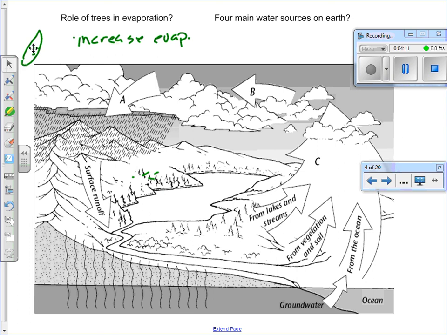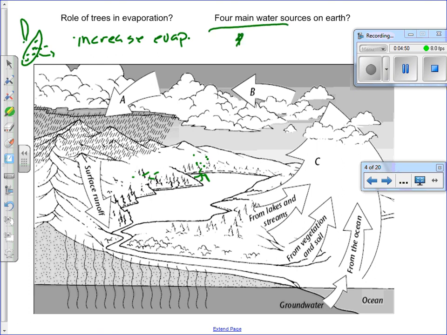Yesterday in class, we talked a little bit about the role of trees in evaporation. And as we talked about yesterday, trees increase the evaporation because the roots go deep into the ground, and then you have the leaves. And as we talked about last year, the bottom of the leaves have little stomata. The gas and the water comes out of there. And so the trees are essentially pulling water from deep underground, and then it evaporates into air. And it makes sense. A city or a park or a forest with more trees is going to have more humidity. We already also did the 4 main water sources on Earth.